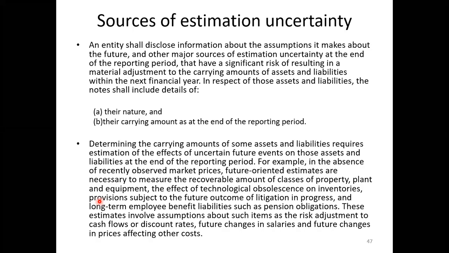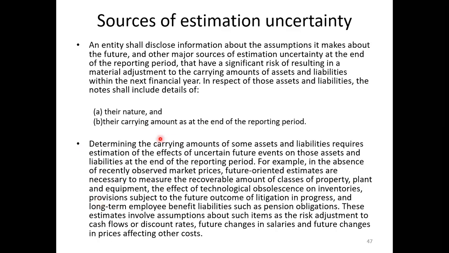Or the entity purchases land for the purpose of resale as an investment asset. So they estimate that in the next year the price of the land may increase by 10 million. But actually the price has not appreciated as they estimated. So these are the risks. These are the sources of estimation uncertainty. Estimation uncertainty means not being sure about the estimation.